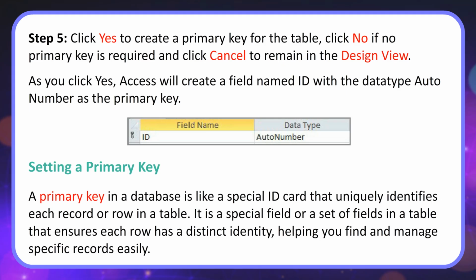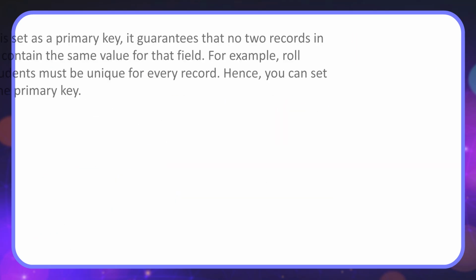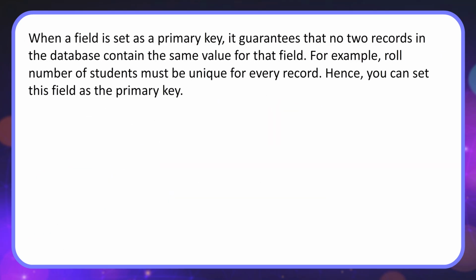A primary key in a database is like a special ID card that uniquely identifies each record or row in a table. It is a special field or a set of fields in a table that ensures each row has a distinct identity, helping you find and manage specific records easily. When a field is set as a primary key, it guarantees that no two records in the database contain the same value for that field. For example, roll number of students must be unique for every record. Hence, you can set this field as the primary key.